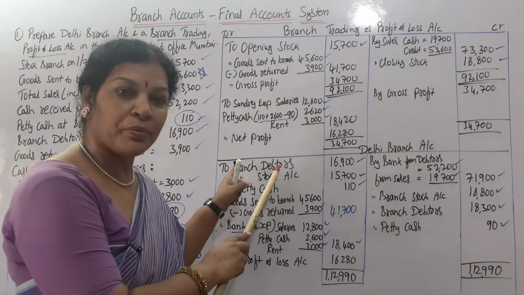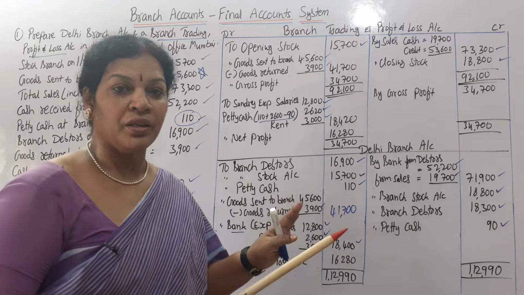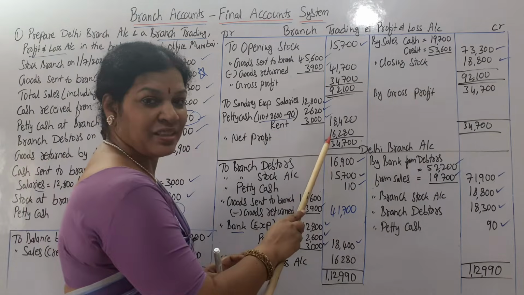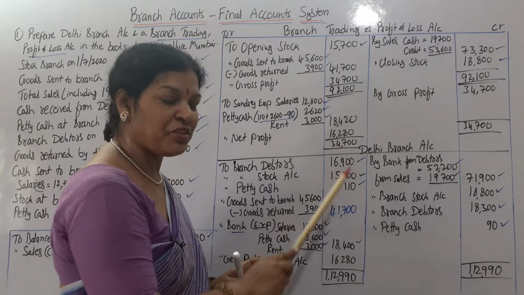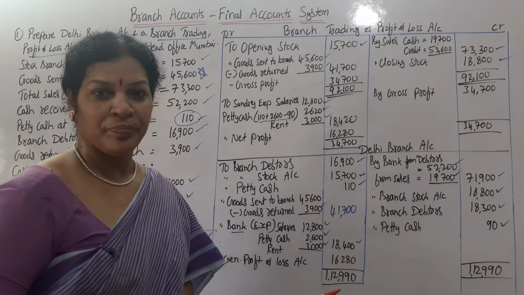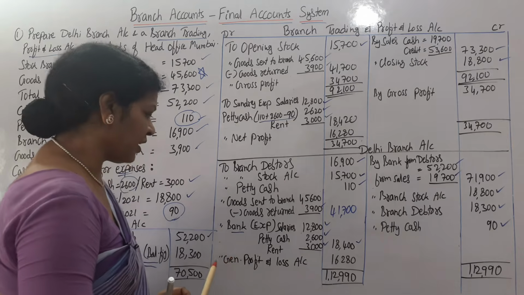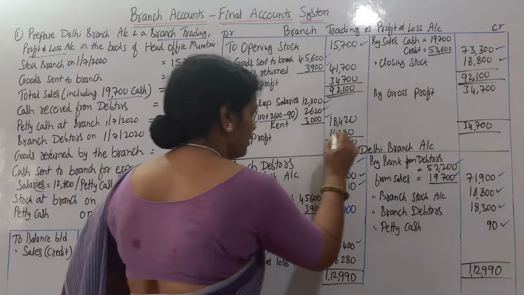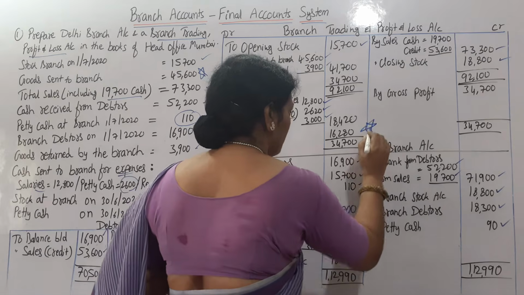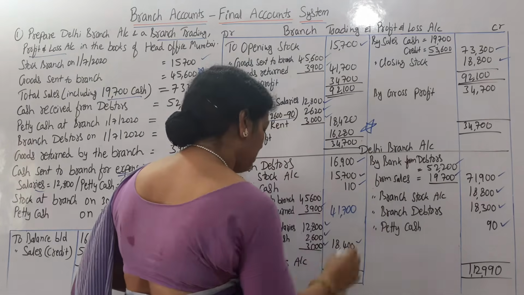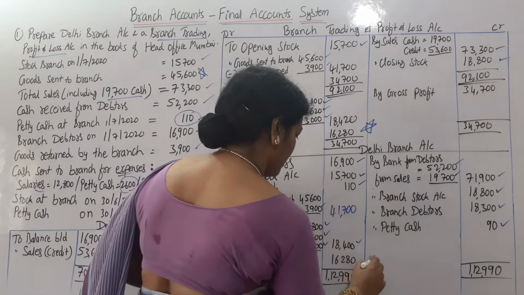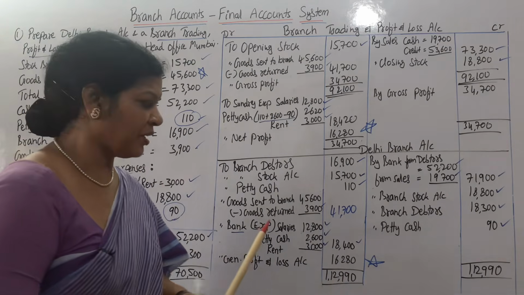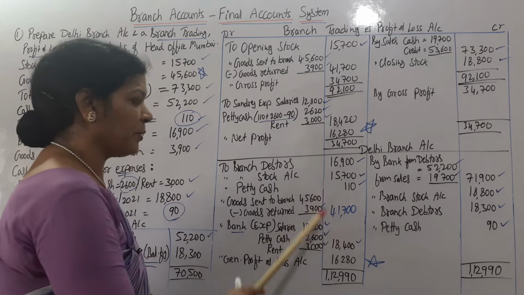So the same net profit will be transferred to the branch account. This amount we are transferring to the branch account. Which side? Debit side, you are transferring. So you are writing to general profit and loss account. Please remember, this amount is transferred to debit only. Branch account you are writing. So this is the amount.